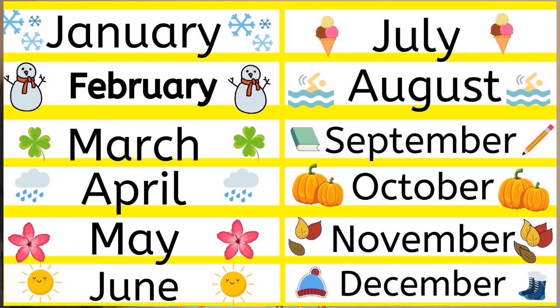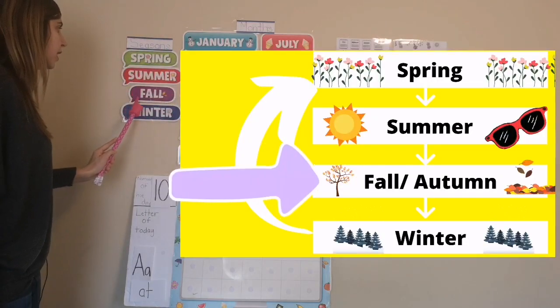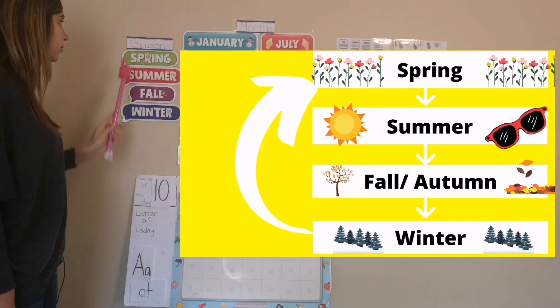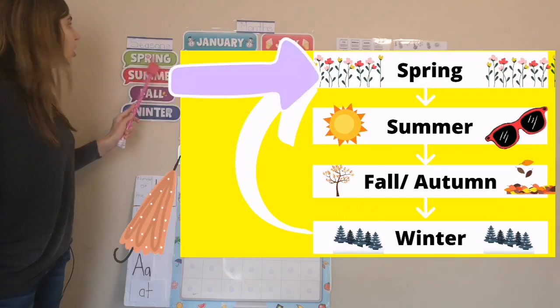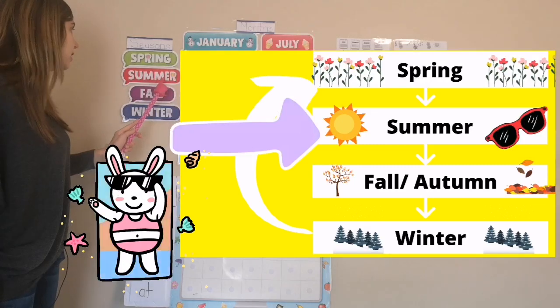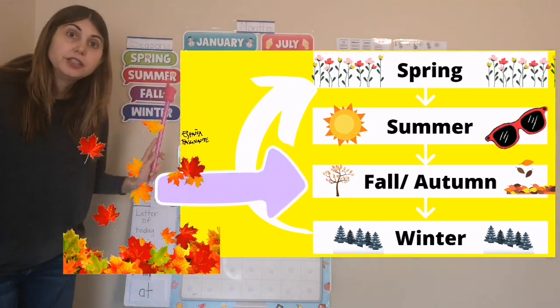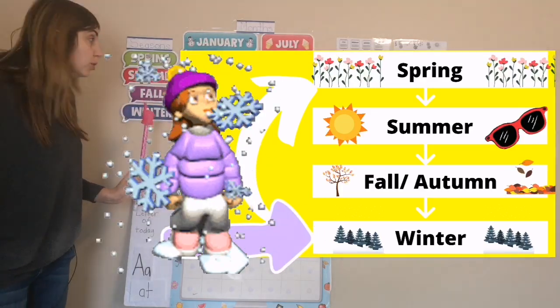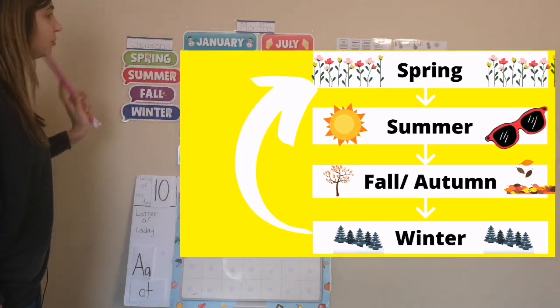Great job. Today, we're going to talk about the month of November. November falls in the season of fall or autumn. There are four seasons in the year. There's spring, our rainy season, summer, our hottest season, fall, where the leaves change colors and they fall off the trees, and winter, our coldest season, and then it starts over again.